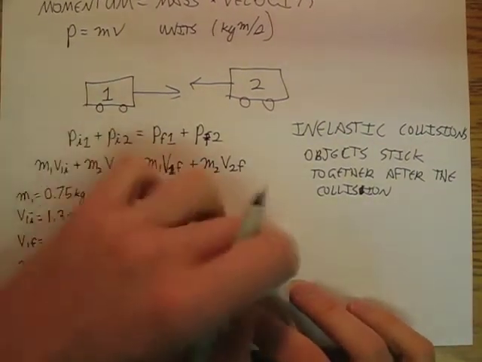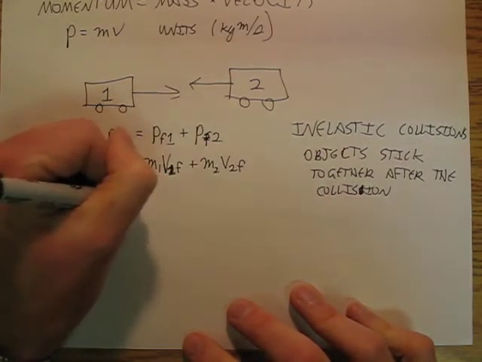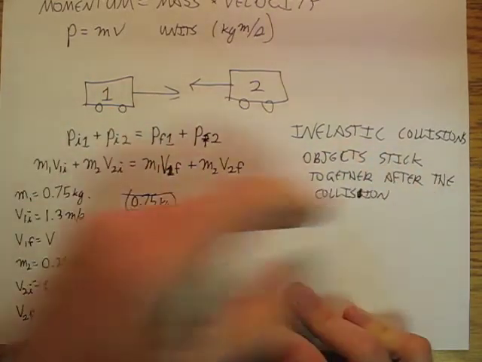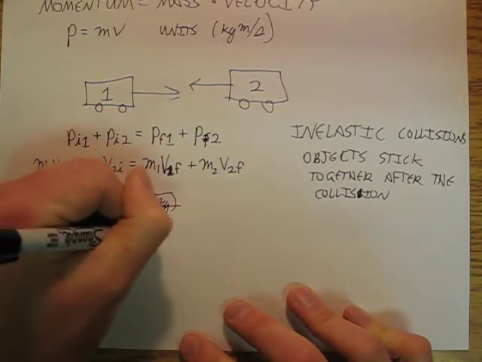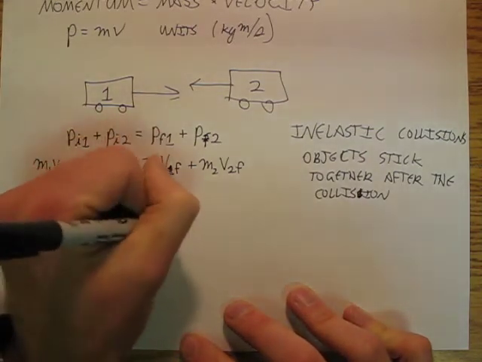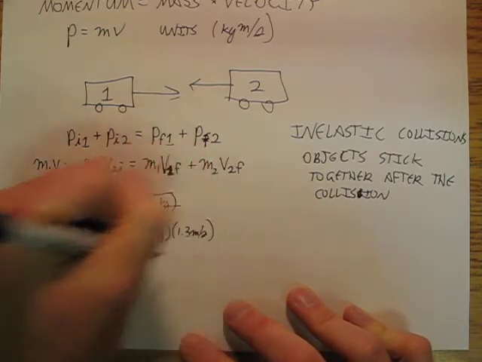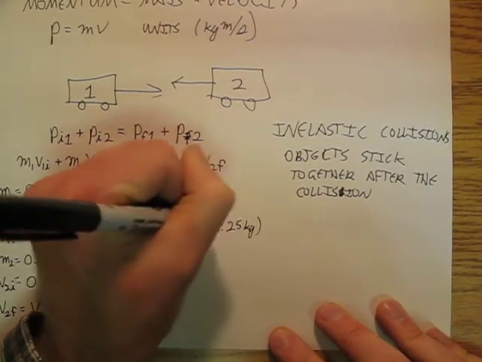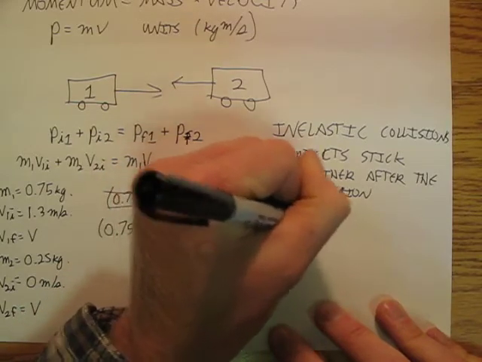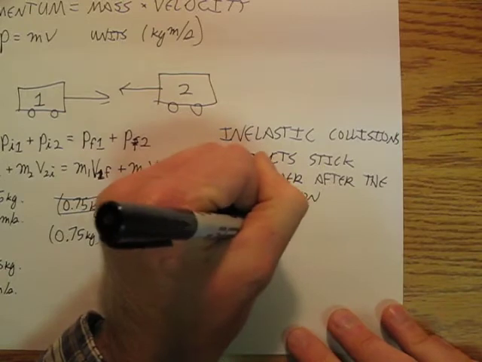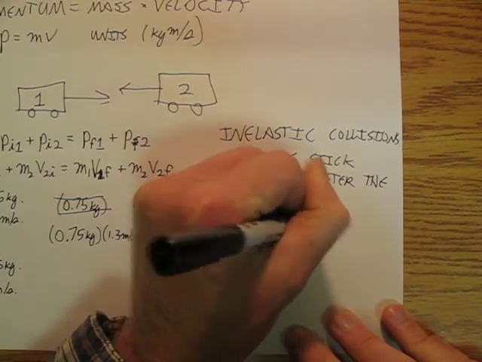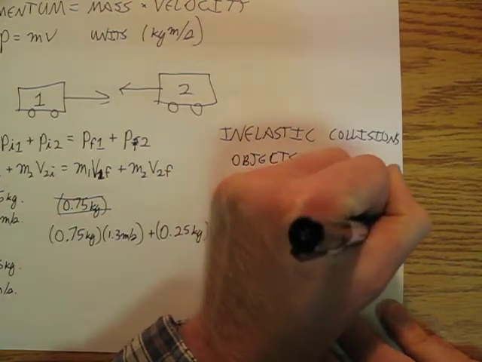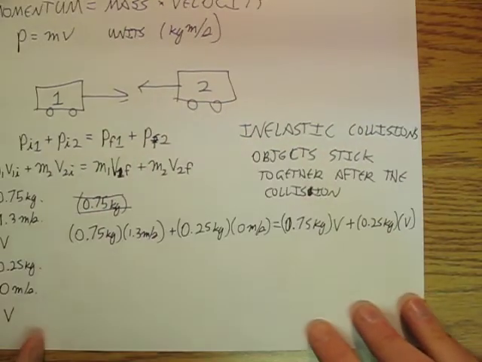So I plug this into my equation, and I get 0.75 kilograms times 1.3 meters per second plus 0.25 kilograms times 0 meters per second is equal to 0.75 kilograms times this unknown V plus 0.25 kilograms times this same unknown V.